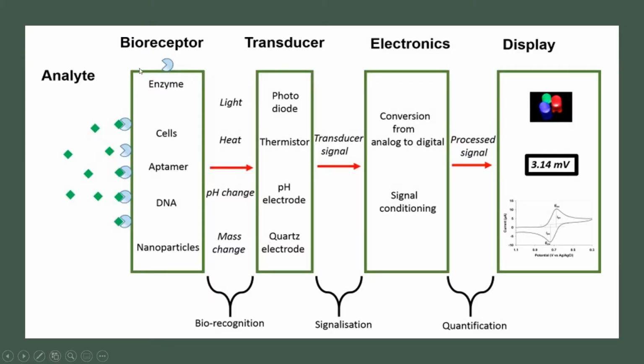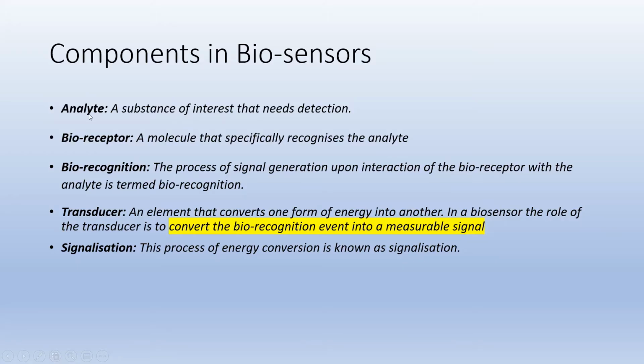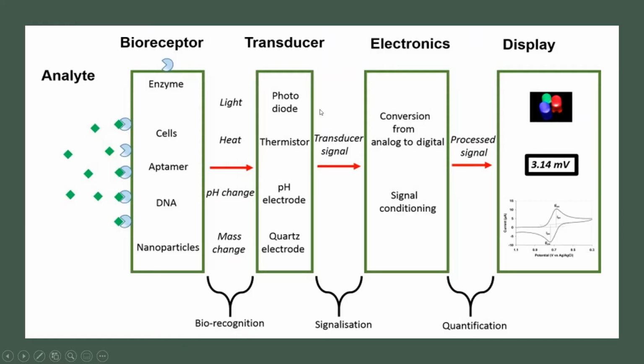Those are analyte, bioreceptor, biorecognition, transducer, signalization, electronics involved, and quantification and user interface display. Let us see each of these steps in detail. An analyte is a substance of interest that needs detection. Now let us visualize this with an example that we have to measure the blood sugar level. For that, we need to detect the blood glucose through some enzymes. So blood glucose would be an analyte in this case.